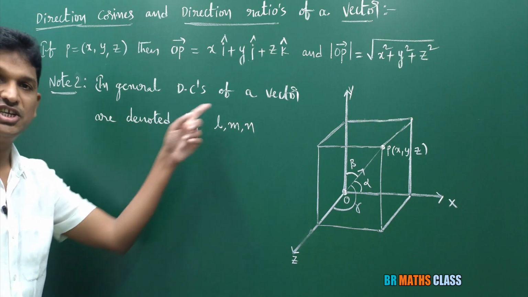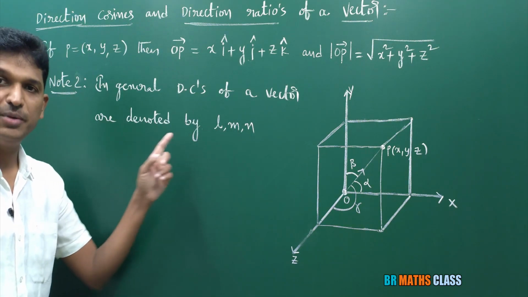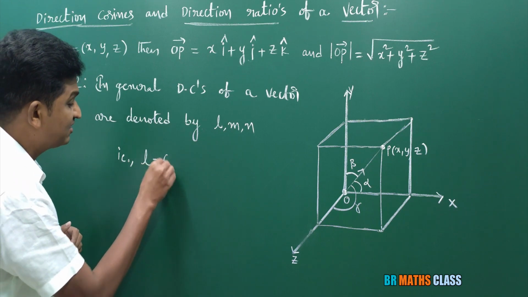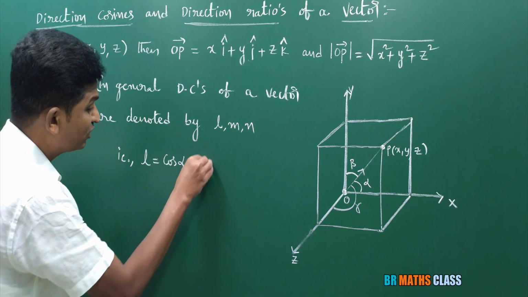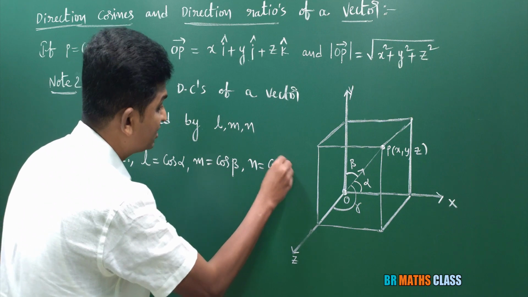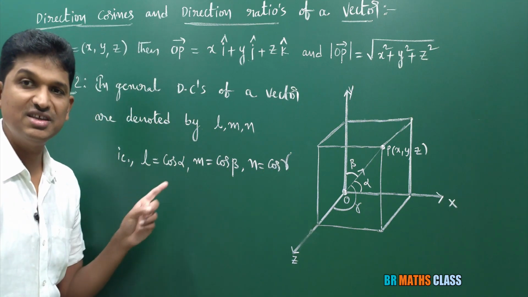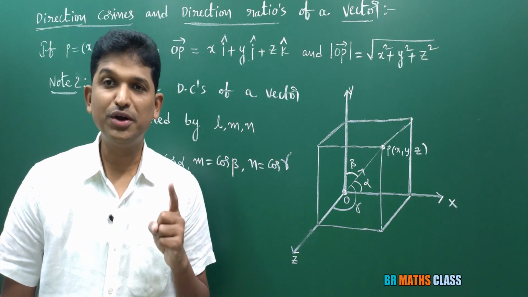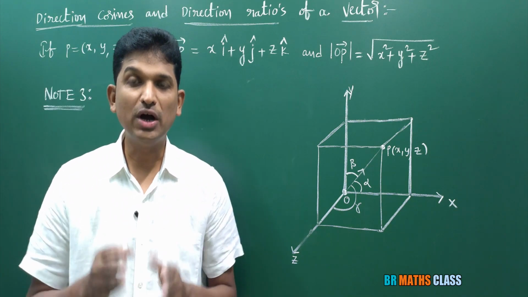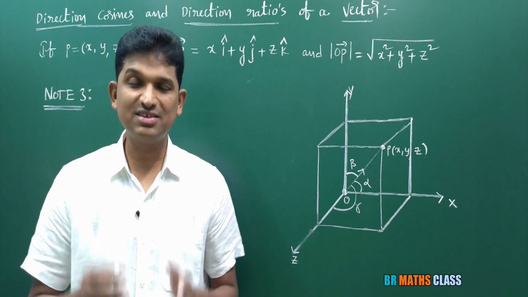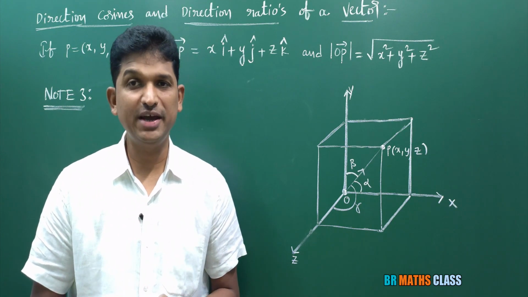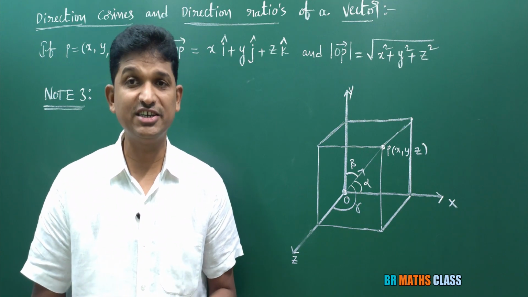In general, direction cosines of a vector are denoted by L, M, N. That means L is cos alpha, M is cos beta, N is cos gamma. We use this LMN very frequently from now onwards. The third note point is very important. To understand this, you must know what cos theta is. We know that cos theta is adjacent side divided by hypotenuse. This is the definition we learn in trigonometry.